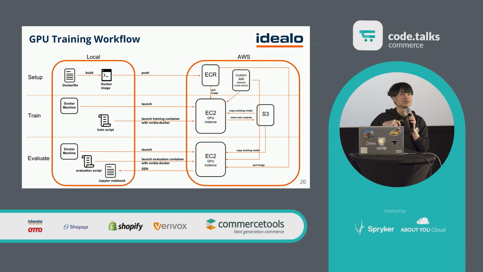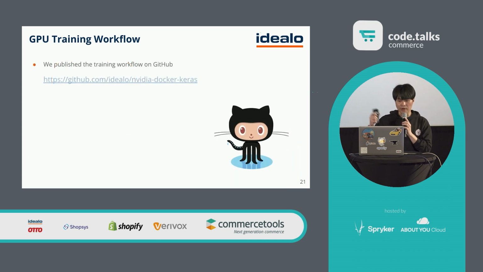And for the evaluation, it's a similar setup to training. We also use Docker machine to spin up the cluster, and we also use Jupyter Notebook to visualize this. Actually, this training workflow is outdated already because we are using Terraform these days to simplify and automate a lot of the training steps. But it's still very valuable, and we also have it on our GitHub account if you want to look at it and use it to train your own models.